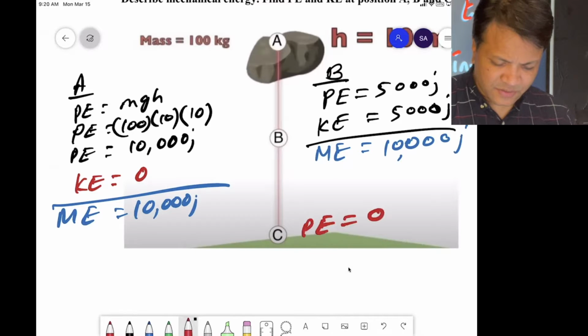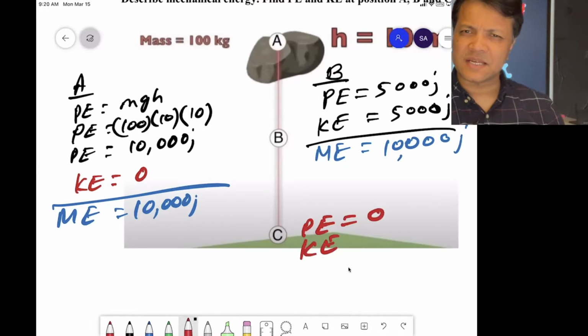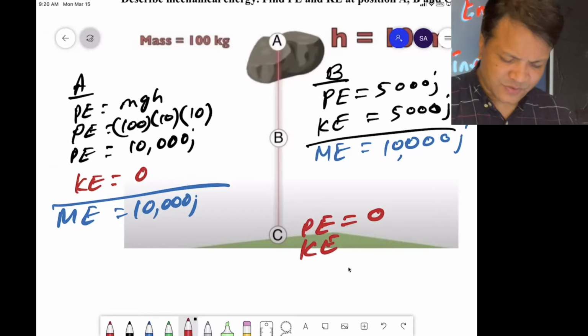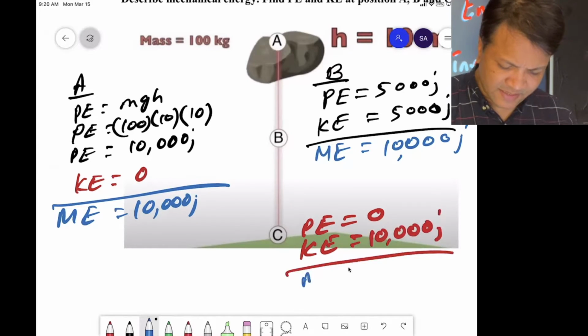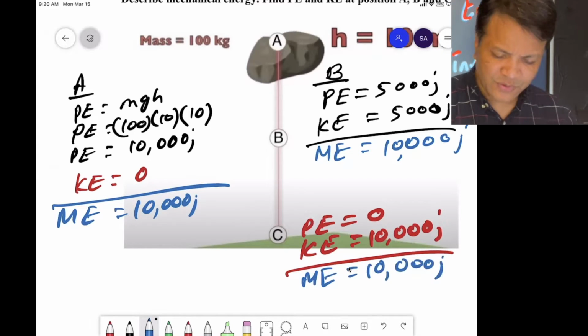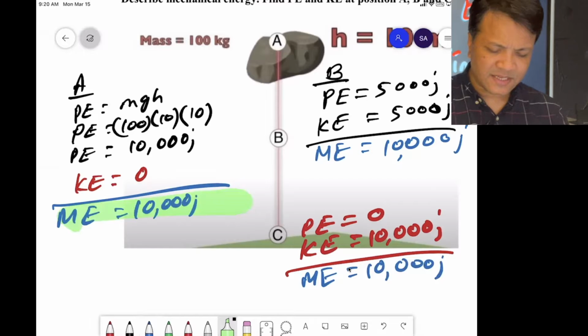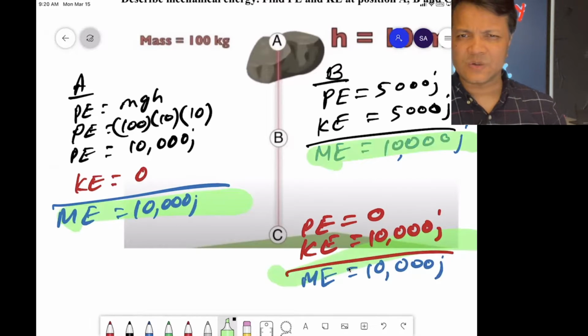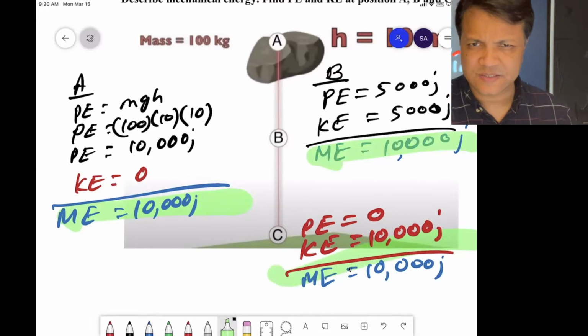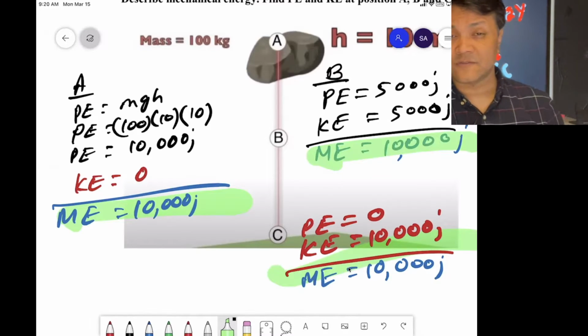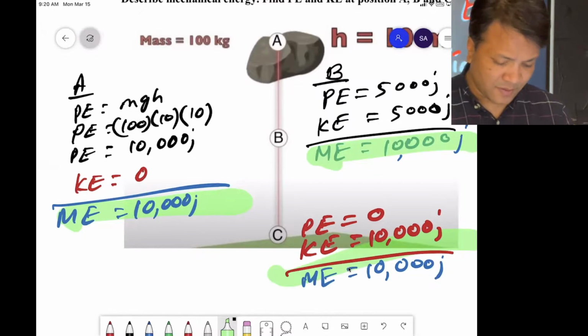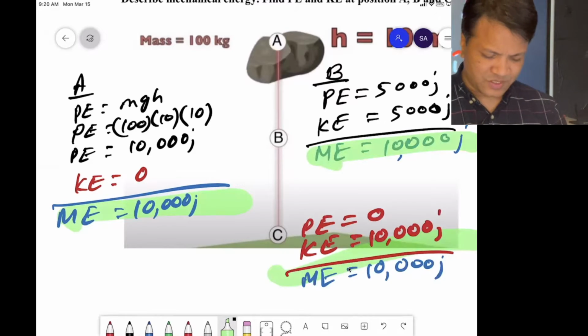Okay, now at location C, potential energy would be 0. Kinetic energy: all the potential energy transferred to kinetic energy. So kinetic energy should be 10,000. So mechanical energy again remains the same. Mechanical energy is 10,000. So what do we know? We know that in a closed system, mechanical energy is constant. In a closed system like this, mechanical energy is conserved. It's constant. It can transfer from one form to another, from potential to kinetic, kinetic to potential.